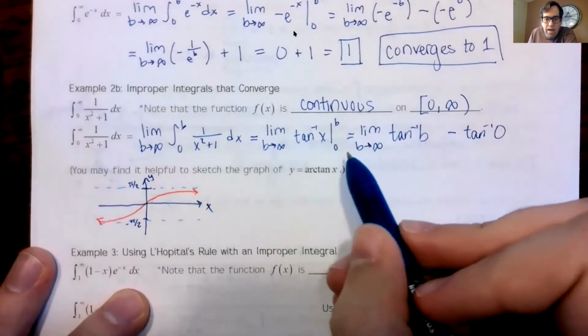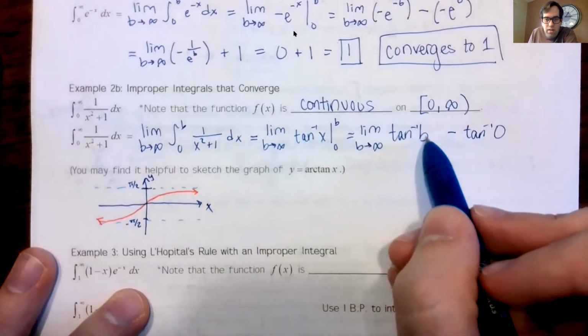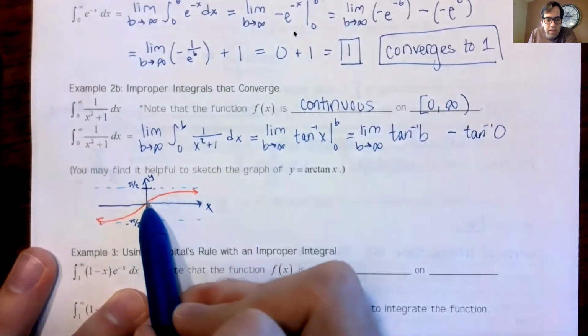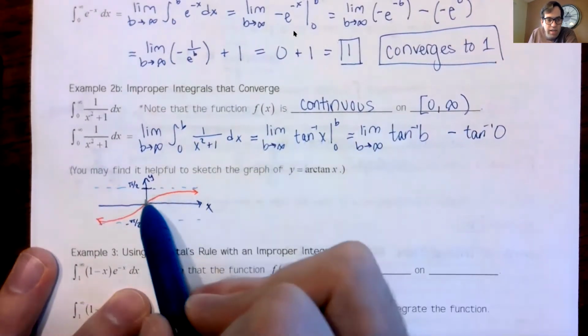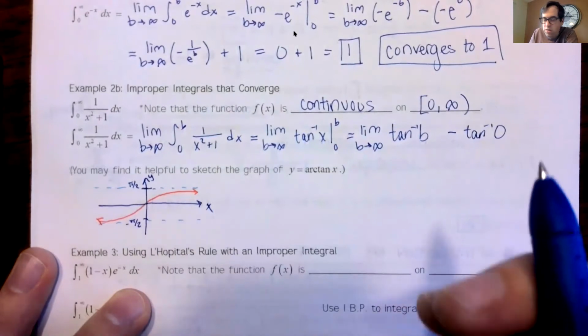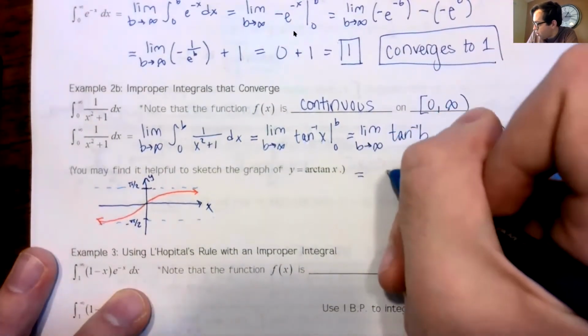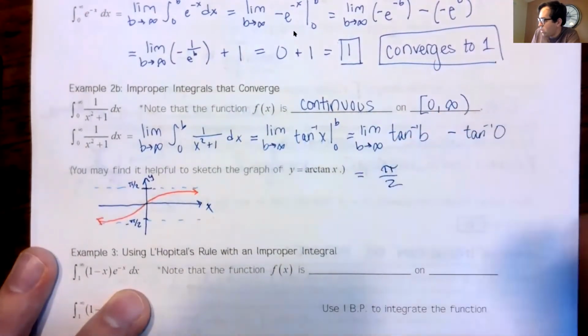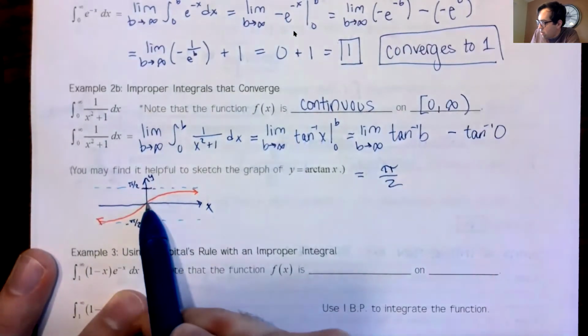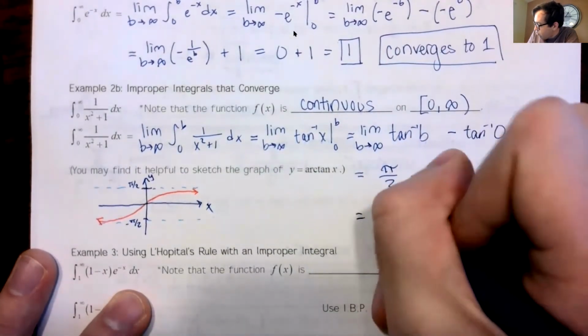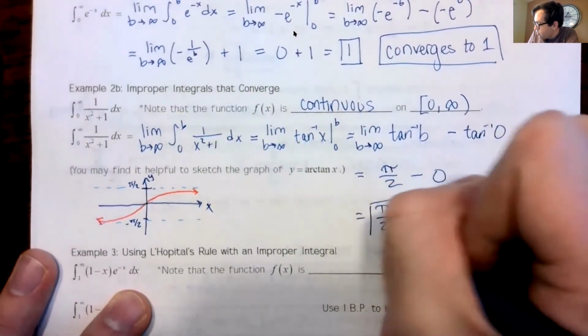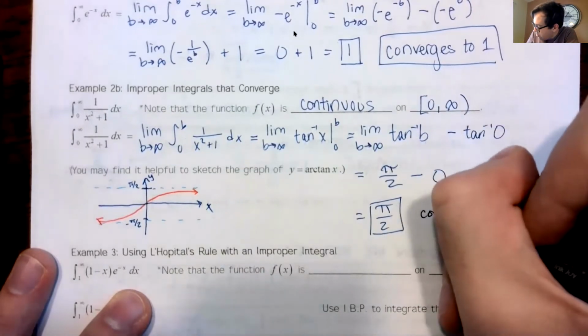So the limit as b approaches infinity of arctan of b. So as the x gets larger and larger, what is the y value approaching? And the answer is that it's approaching pi over 2 because that's our horizontal asymptote. So this actually equals pi over 2. The arctan of 0, you can see right here, if I plug in 0 for x, I get 0 for y. There's a point there at 0, 0. So we get pi over 2. Or you could write that this converges to pi over 2.